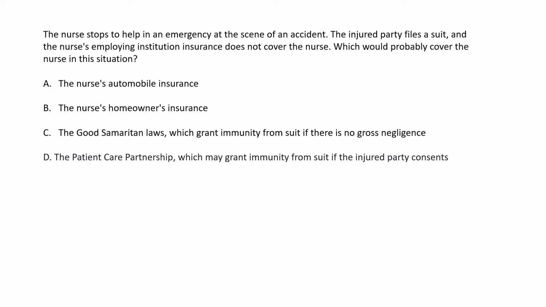The nurse stops to help in an emergency at the scene of an accident. The injured party files a suit, and the nurse's employing institution's insurance does not cover the nurse. Which would probably cover the nurse in this situation? A. The nurse's automobile insurance. B. The nurse's homeowner's insurance. C. The Good Samaritan laws, which grant immunity from suit if there is no gross negligence. D. The patient care partnership, which may grant immunity from suit if the injured party consents.